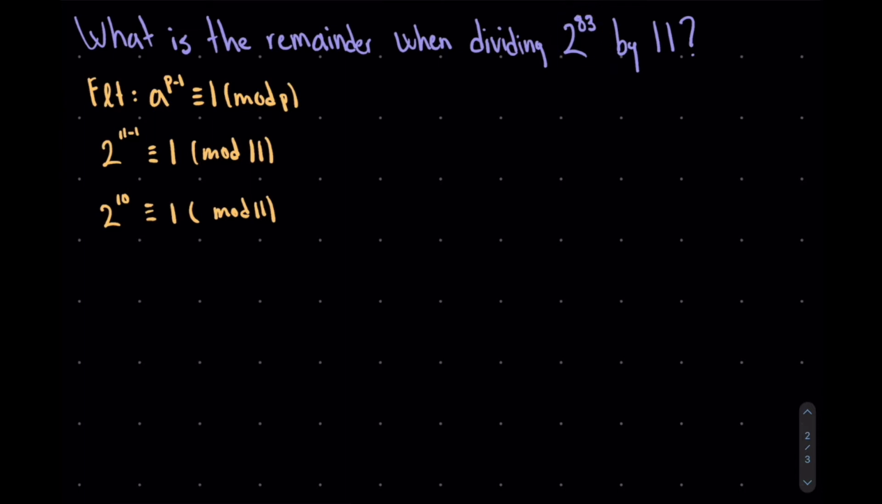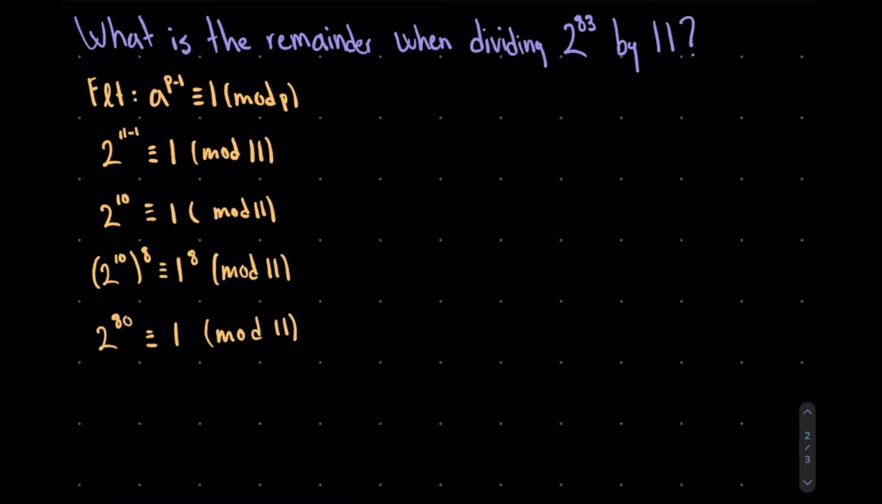Now our goal is to somehow work with this number and make it resemble 2 to the power of 83. Our first step is going to be taking both sides of the congruence and putting them to the power of 8. So this will look like this. We have 2 to the power of 10 to the power of 8 congruent to 1 to the power of 8, and once again modulo 11. Well, 2 to the 10 to the 8 is just 2 to the 80, and 1 to the 8 is just 1. So 2 to the 80 is congruent to 1 modulo 11.